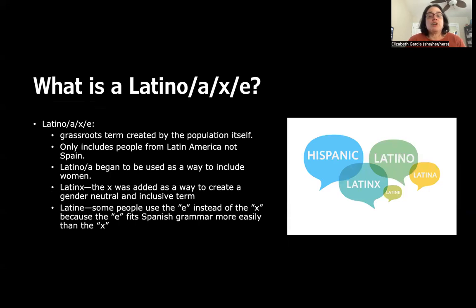A more recent term is Latino, and it has gone through various iterations with Latino/A, X, and E. So this was a grassroots term created by the population itself. It only includes people who have roots in Latin America and not Spain. The Latino/A began to be used as a way to include women. Latinx, the X was added as a way to create a gender-neutral and inclusive term. Others use Latine instead of the X because the E fits Spanish grammar more easily than the X.